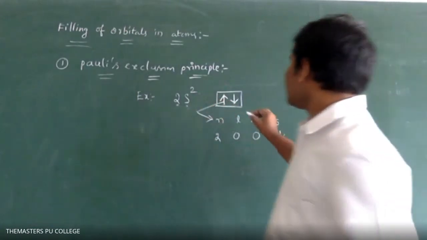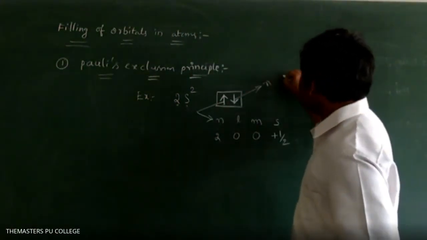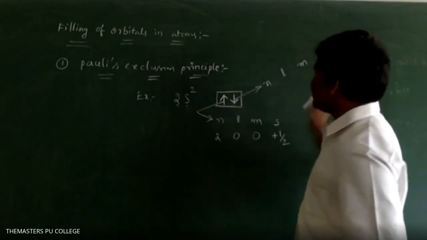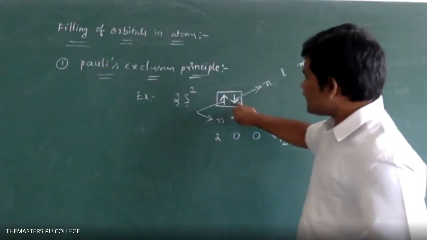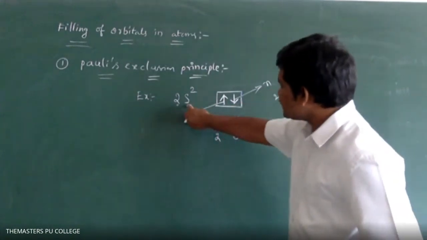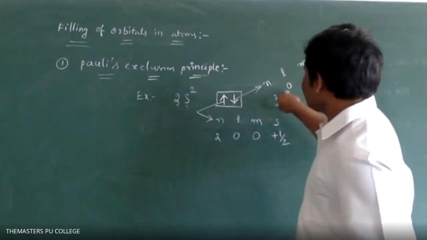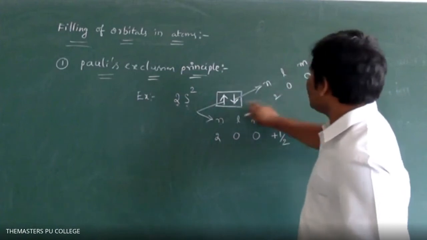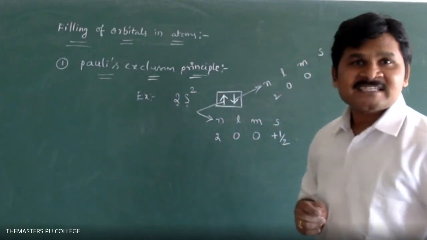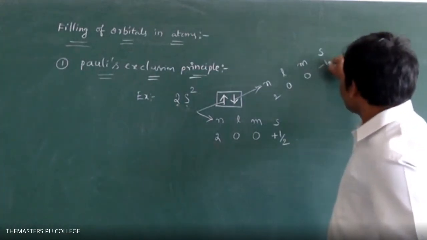What about the second electron? If you take this electron, n value, l value, m value, s value. This electron is also present in the second shell, so n value is 2. This is also an s orbital, so l value is 0, and m value is 0. But in which direction is the electron present? Downward direction, minus 1 by 2, that is anticlockwise direction. So that's why we write minus half.